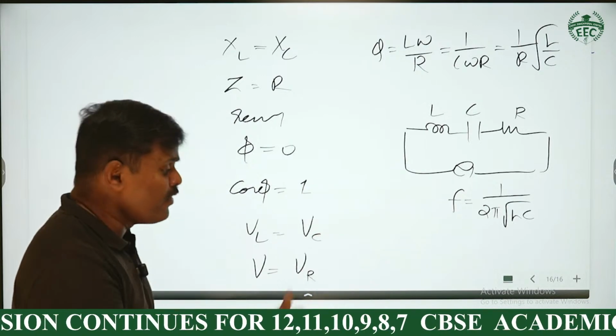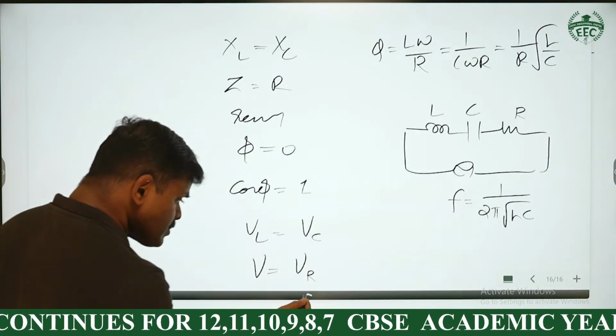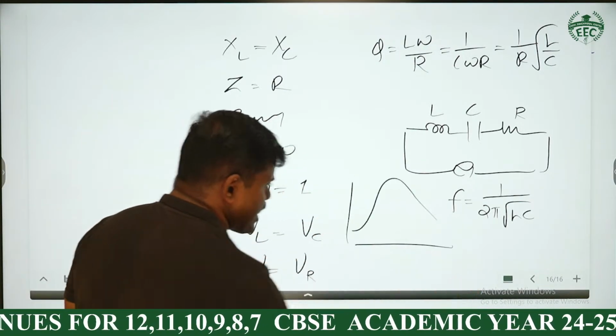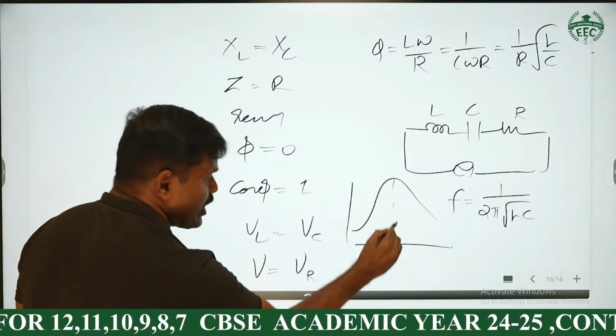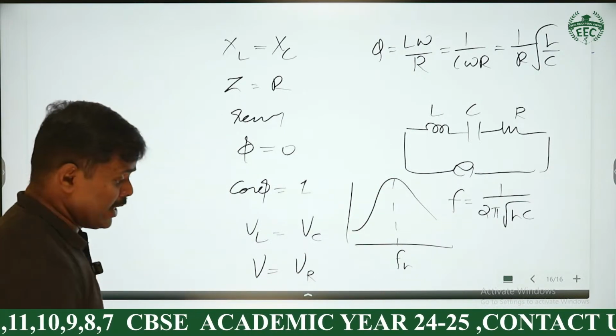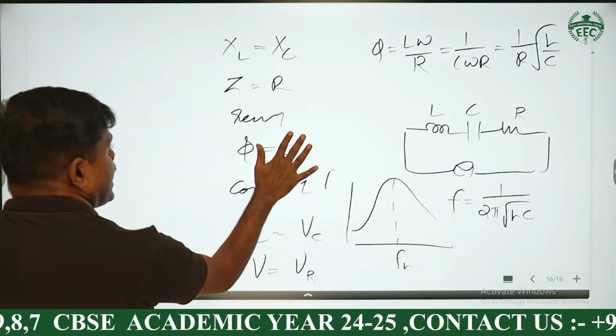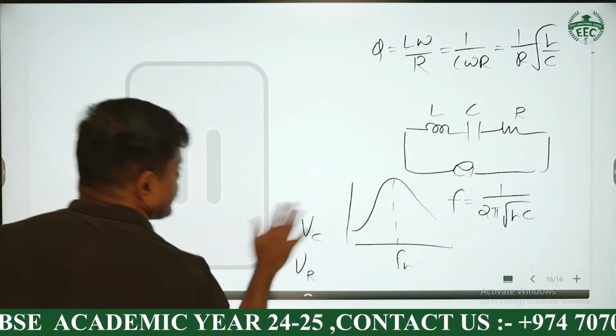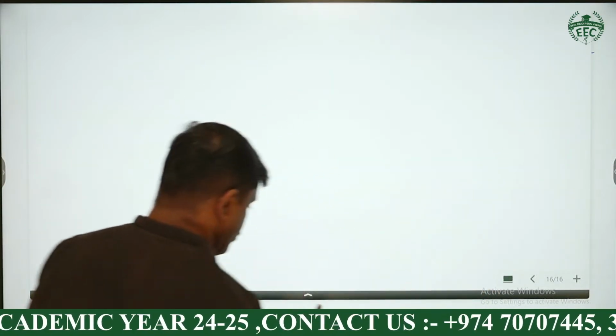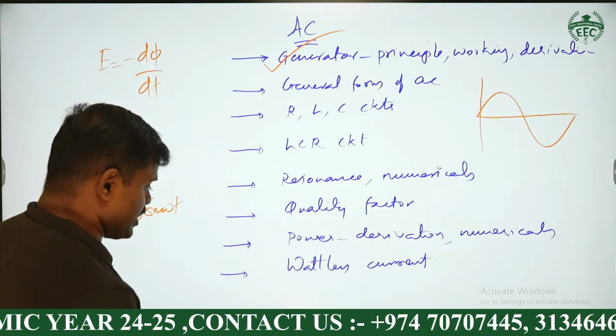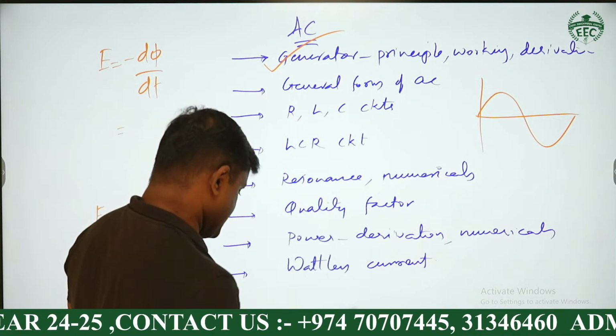Then there is a graph. You just draw the graph as well. The graph, frequency against current graph or frequency against power graph. This frequency is called resonant frequency. Okay, right. That is the next point. And the last part here is what? So that's all about resonance. The last part is power, wattless current. That is easy.